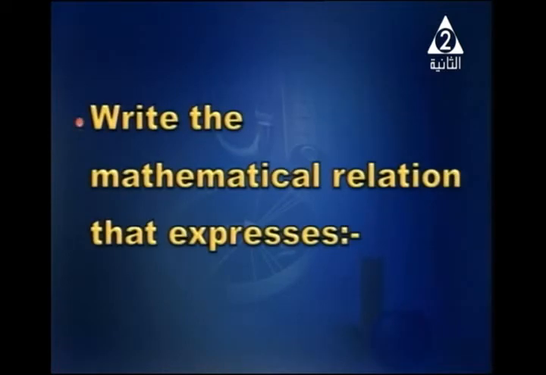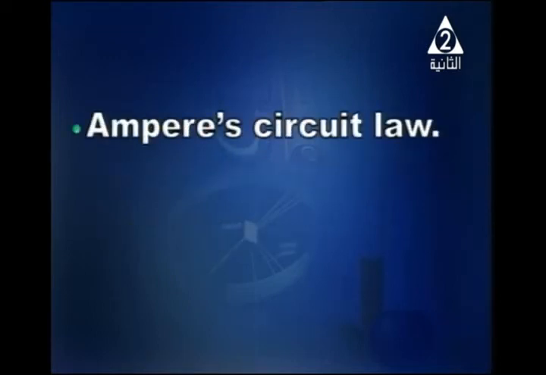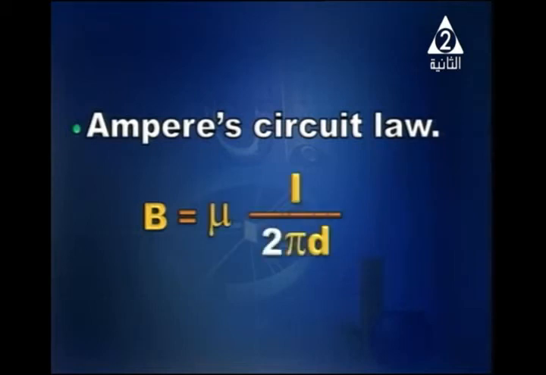Another type of questions: write the mathematical relation that expresses Ampere's circuit law. It is the relation that gives magnetic flux density, magnetic induction, at a point of normal distance d from a current carrying straight wire. So B equals mu I over 2 pi d, Ampere's circuit law.